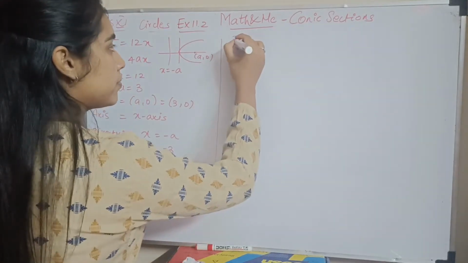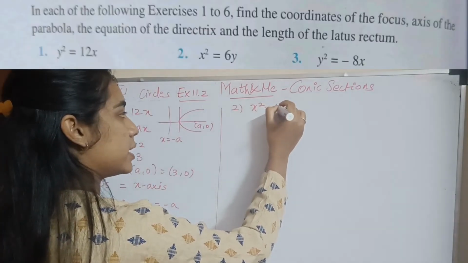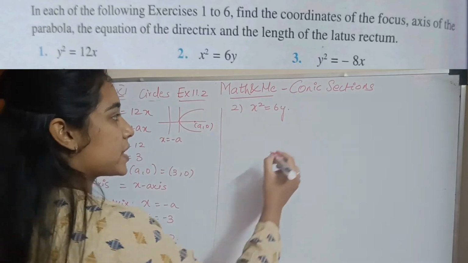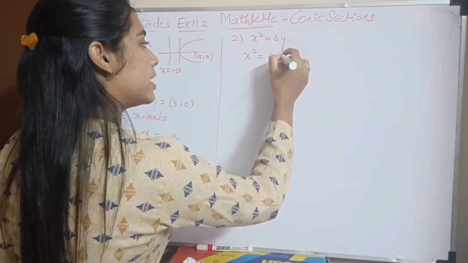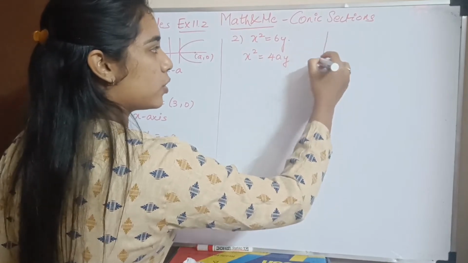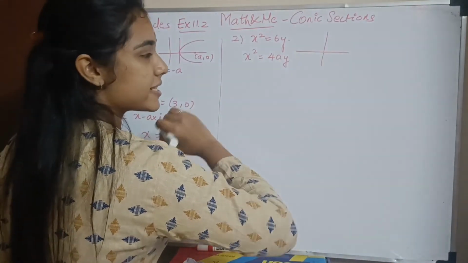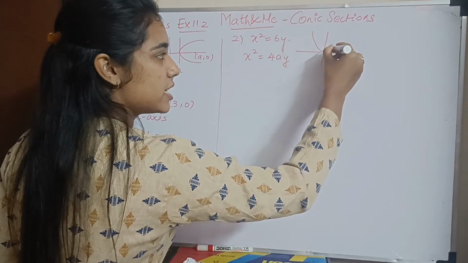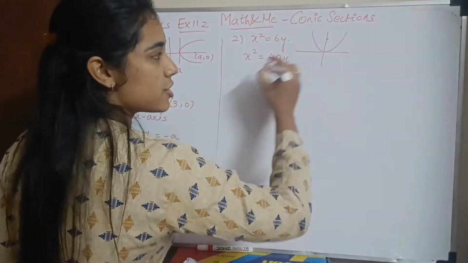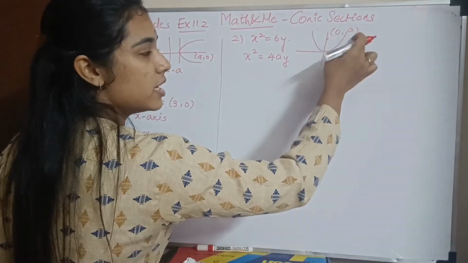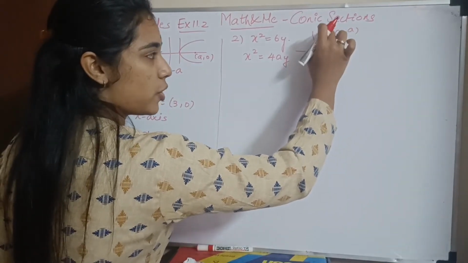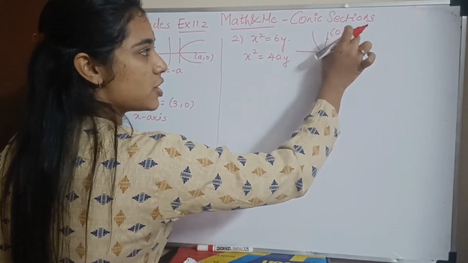Question number 2. X square equals 6y. So how does your parabola look like? It is of the form x square equals 4ay. The parabola is symmetric about your y-axis and it's positive. So it is an upward facing parabola. So what does your focus point look like? 0 comma a. Okay, don't mess up 0 comma a and a comma 0. The point lies on the y-axis. So it's 0 comma a.